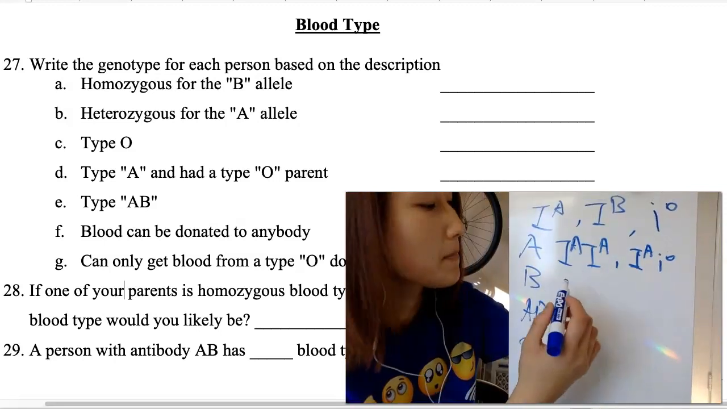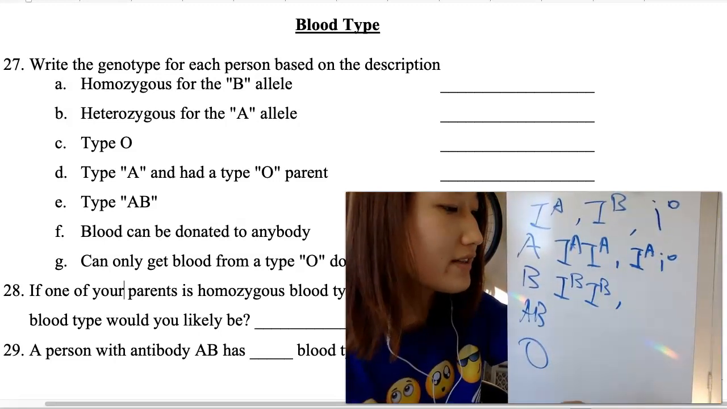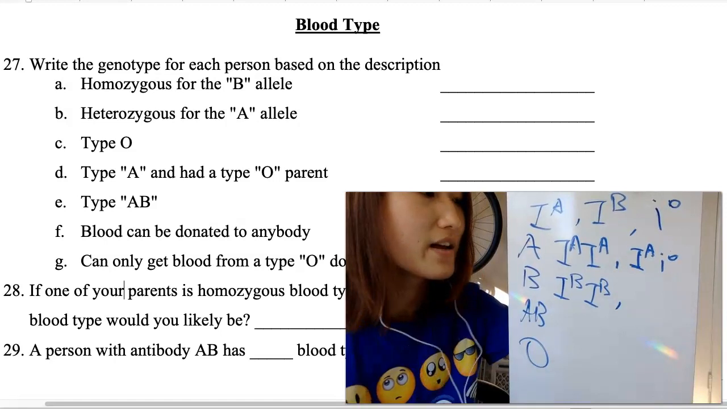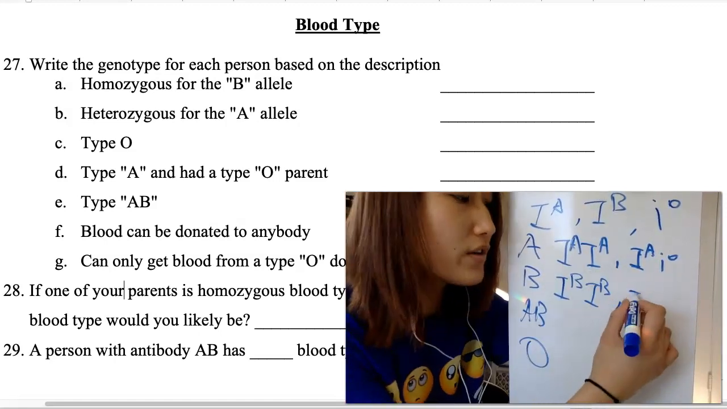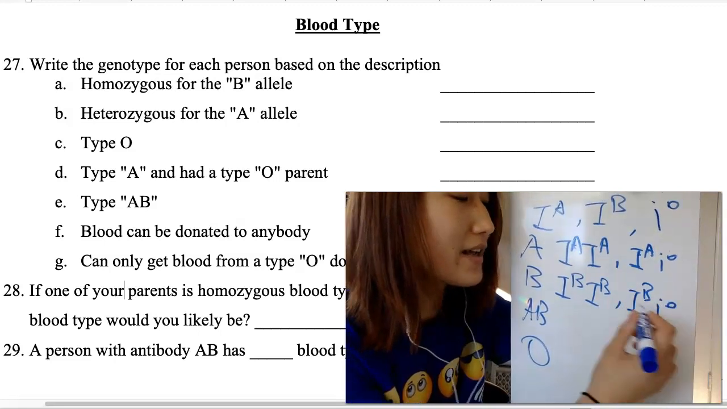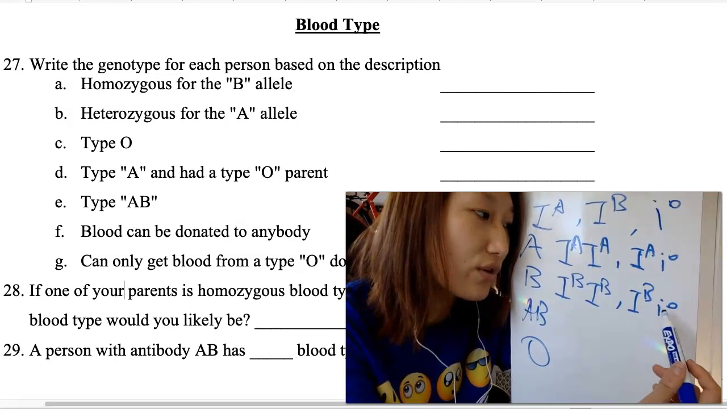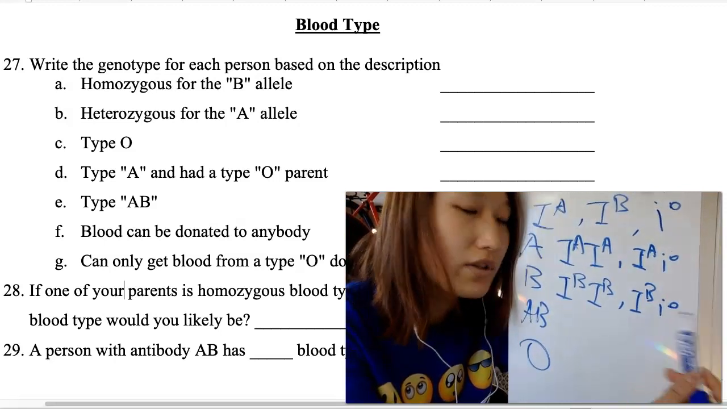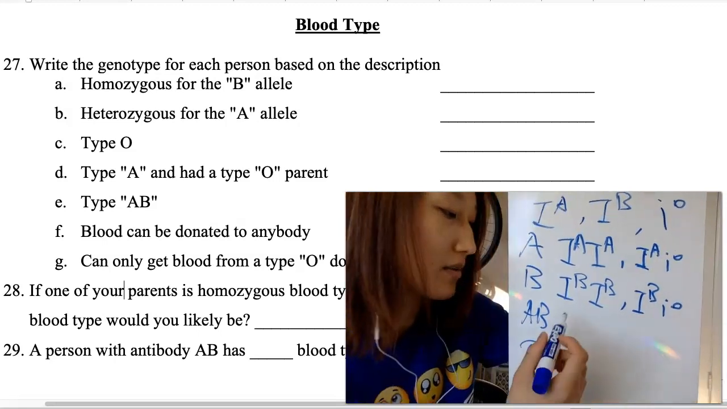For B, we'll have I^B I^B for homozygous. You will have red blood cells that have the protein marker antigen B. Or you can have I^B i^O, same thing as this one. Because the B allele is dominant over the recessive O, you will still end up with blood type B, with the antigen B on your blood.